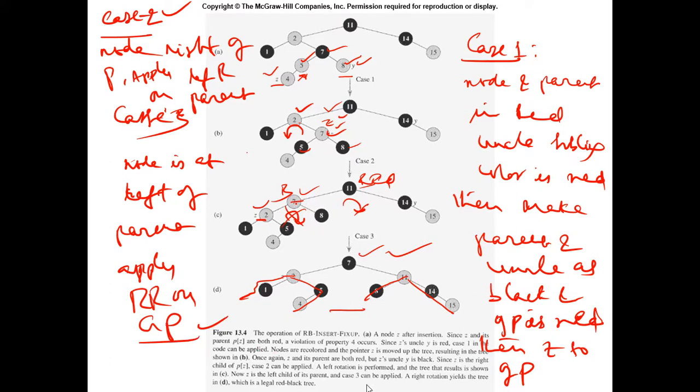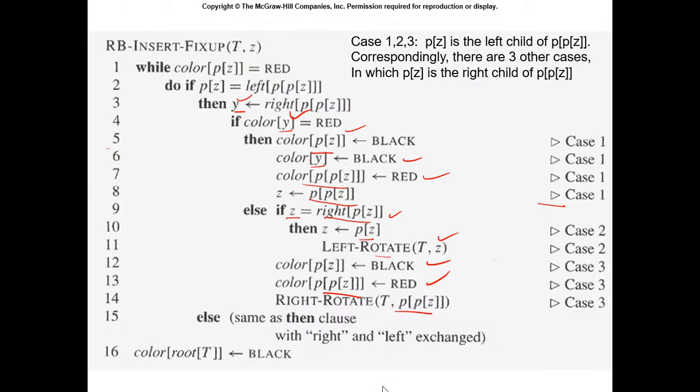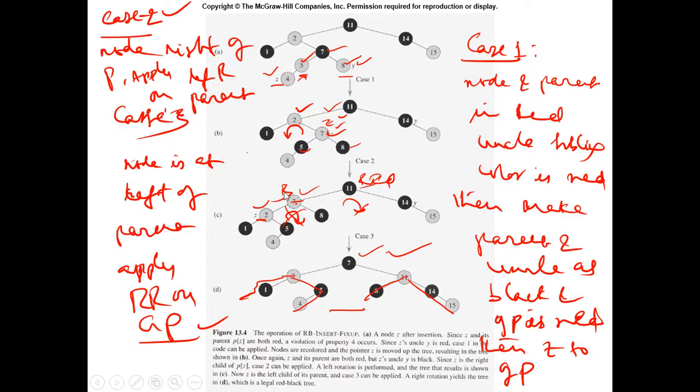So in case 2, you don't change color, but in case 3, what do you do? Before you apply the right rotation, you change the parent color to black and grandparent color to red. Okay, parent here in case 3, that is 7, to black, and grandparent 11 to red. Okay, that you do and then apply the right rotation to grandparent. I hope this is clear.